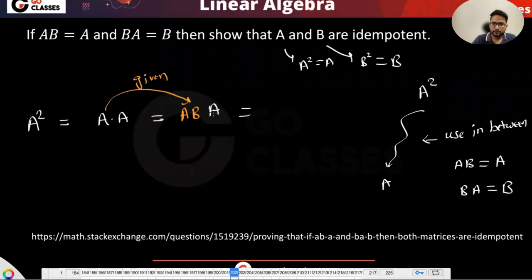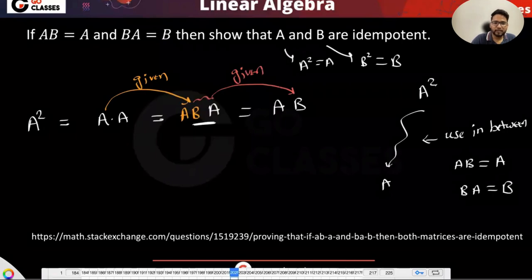Can anyone help me? Yeah, BA is B, then it will be just AB. Yeah, AB is A, given to me. So this BA is B because I can use that this is given to me, that BA is B, right? This is also given. And then this AB will be finally A because it is given to me.